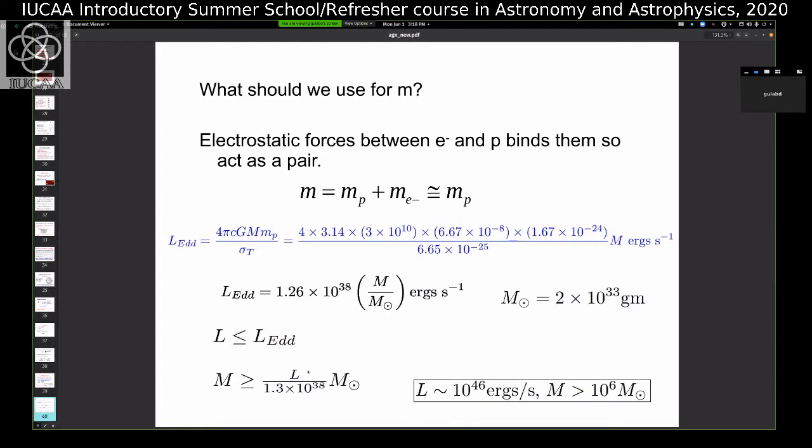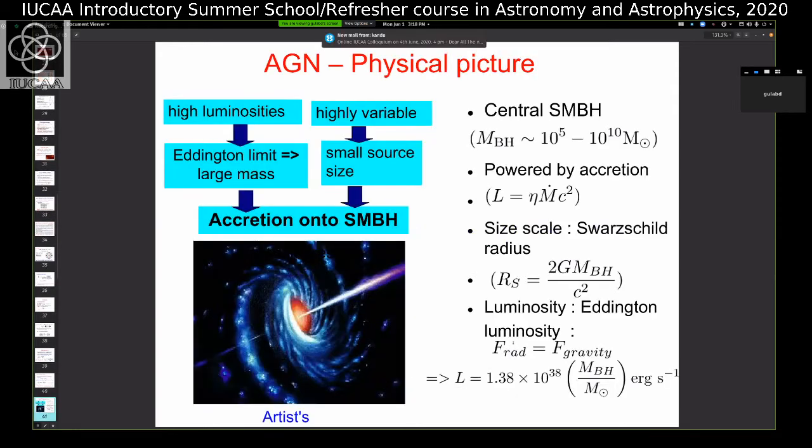So given a luminosity of, let's say, something like 10 to the power 46 ergs per second for luminous AGNs, the mass must be more than a million solar masses. Okay. So once we have these arguments, we can make a case for accretion onto supermassive black holes. First of all, from these high luminosities, using the Eddington limit argument, we infer a large mass, more than about a million solar masses.